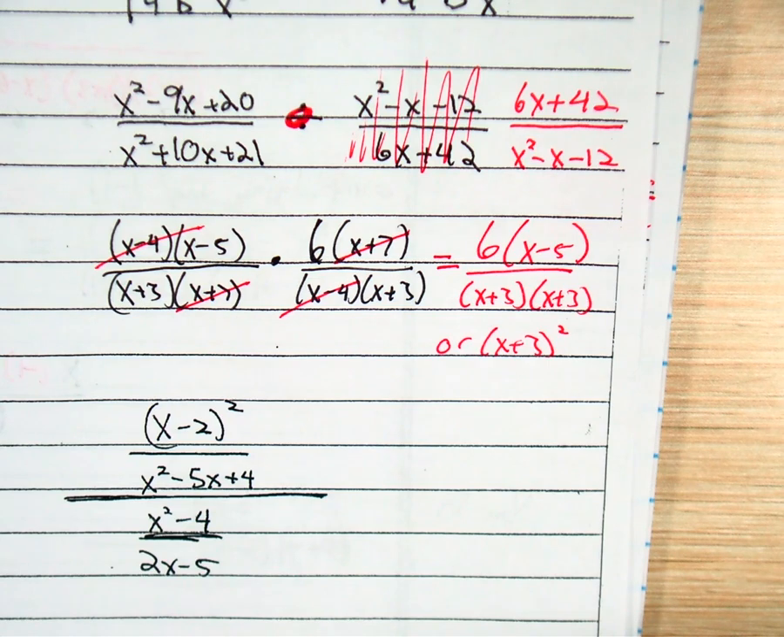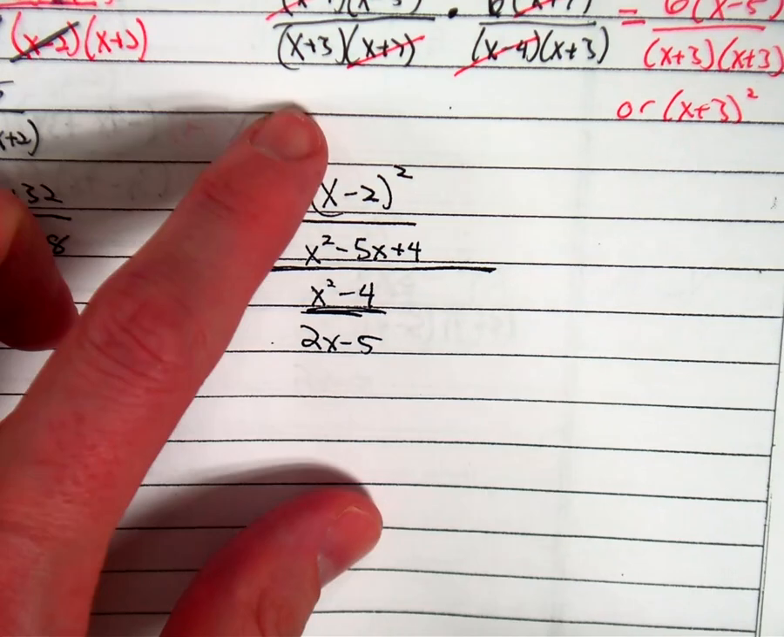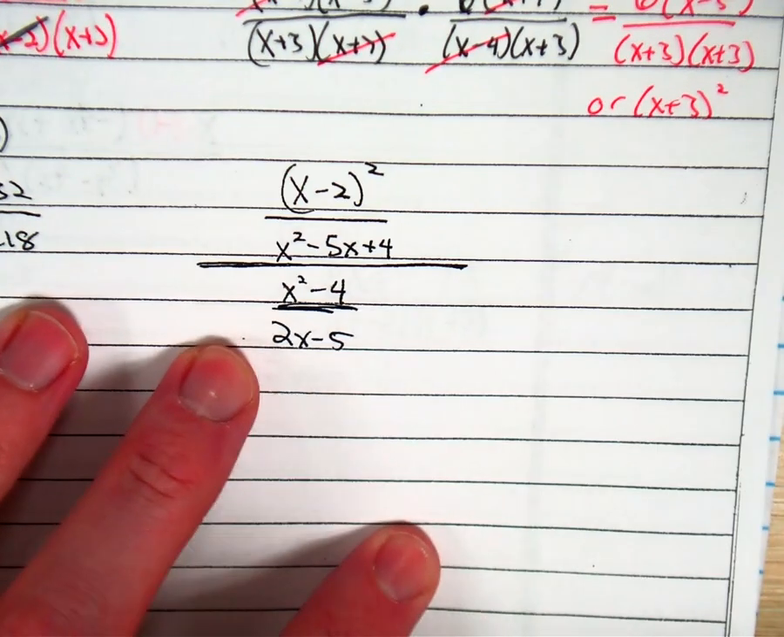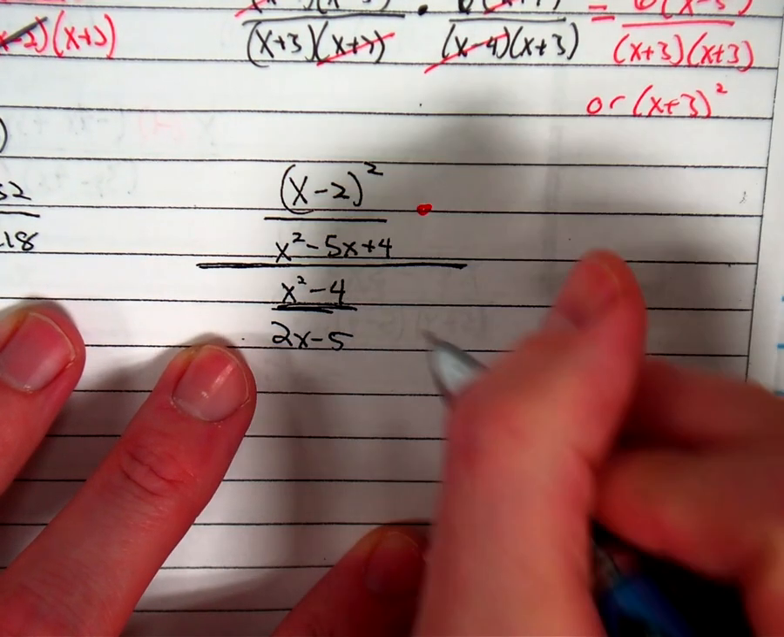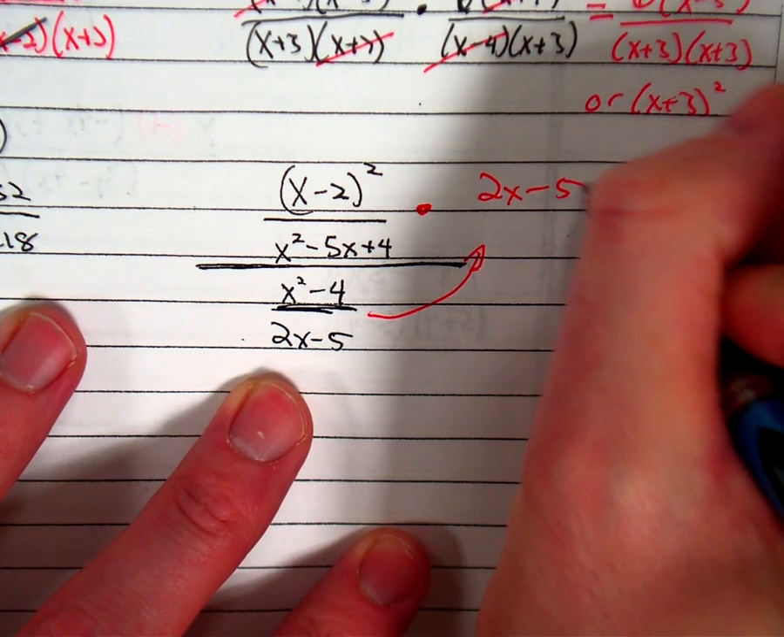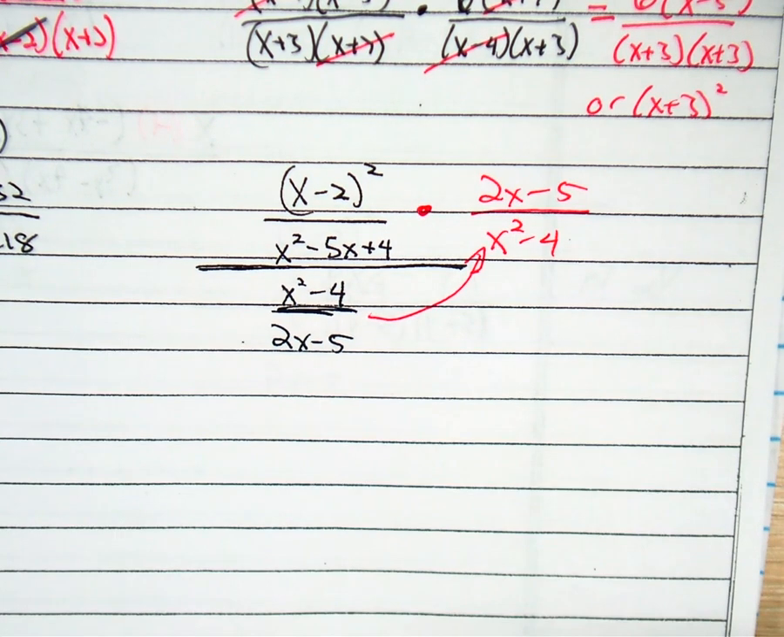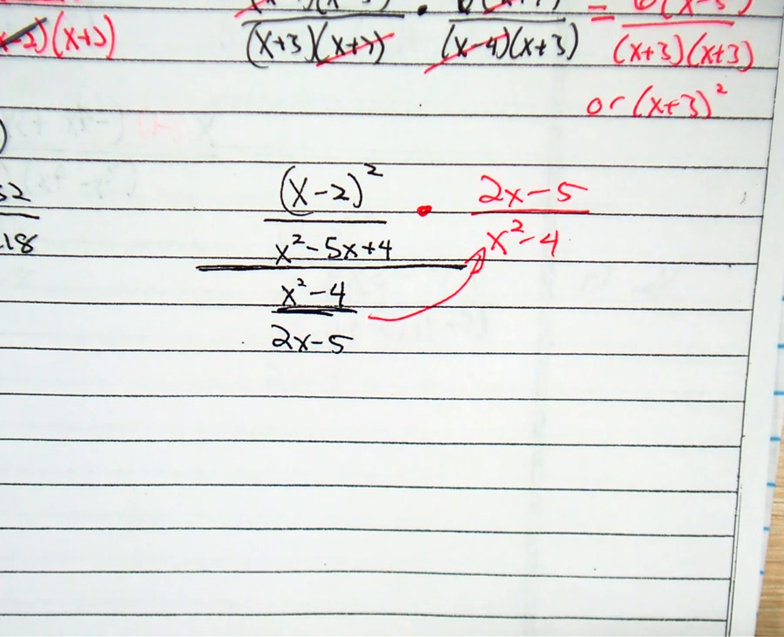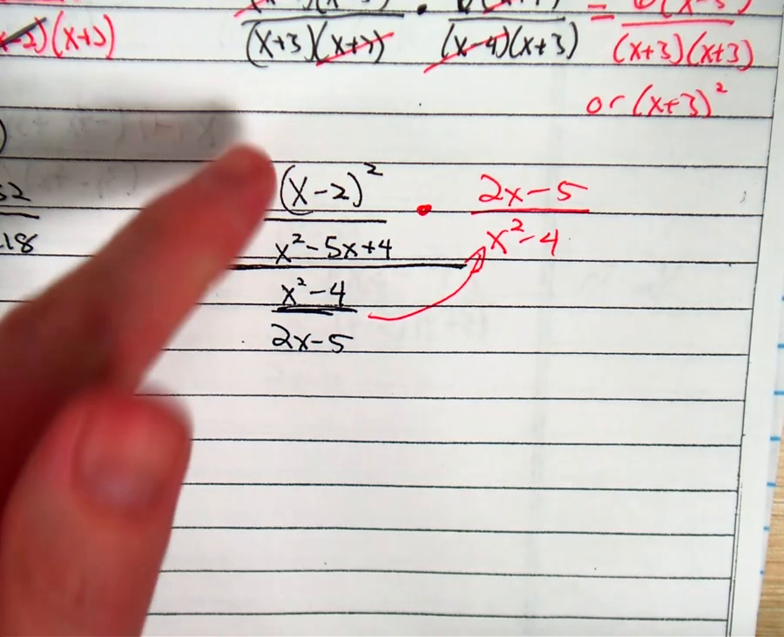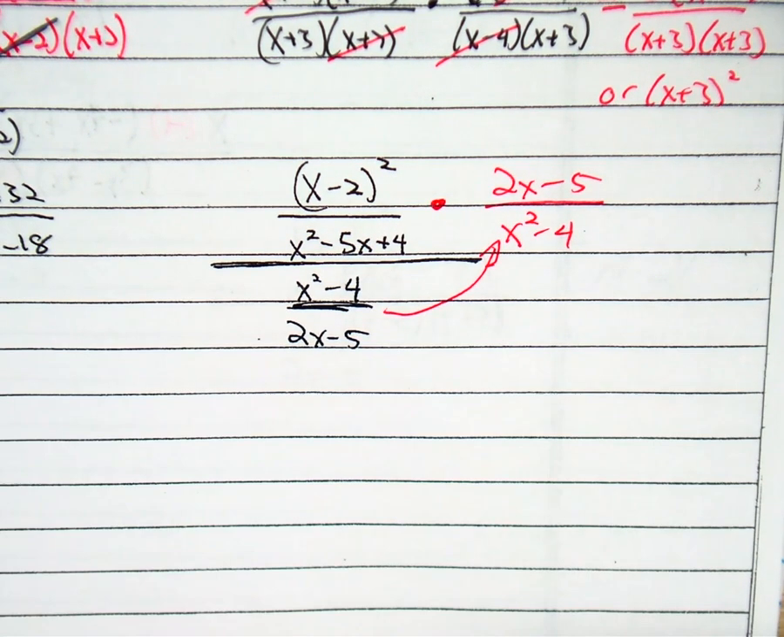Just a quick note here, we're not going to do this one, but if you do see something like this, fraction divided by fraction, we're going to change it to multiplication and flip. So that 2x minus 5 would be on the top, and the x squared minus 4 is on the bottom. That's what that big giant fraction there is. It's a fraction divided by a fraction, so it's just like the one we just did.